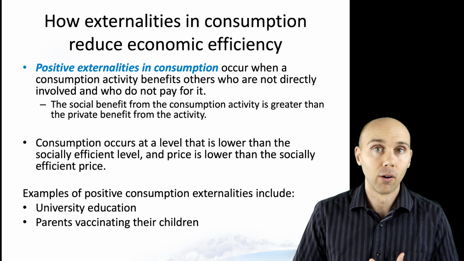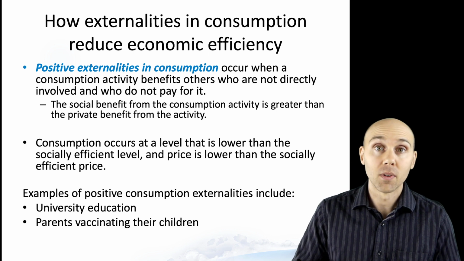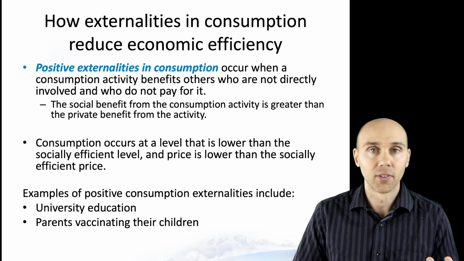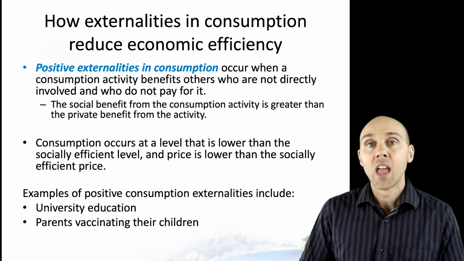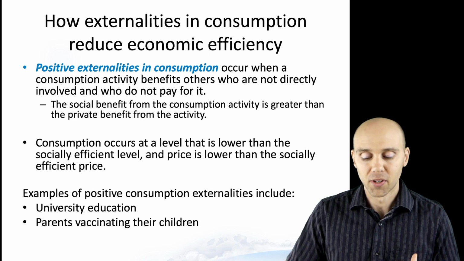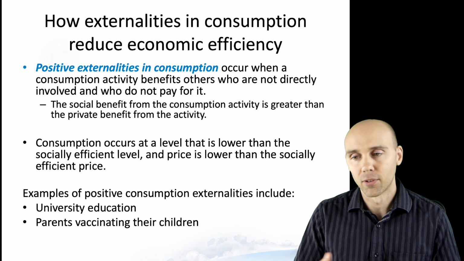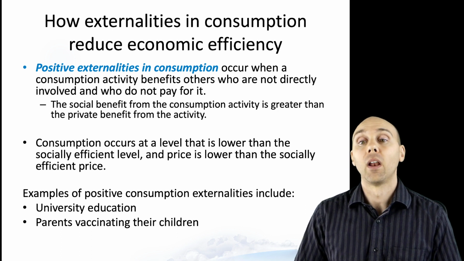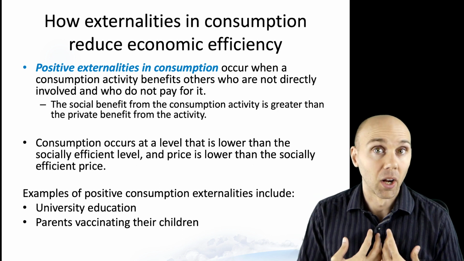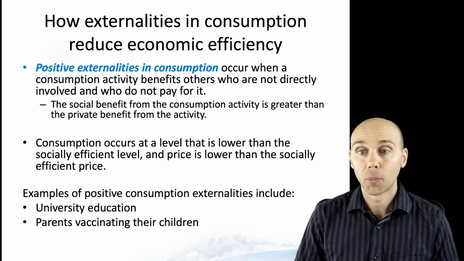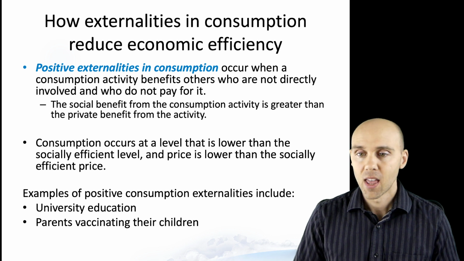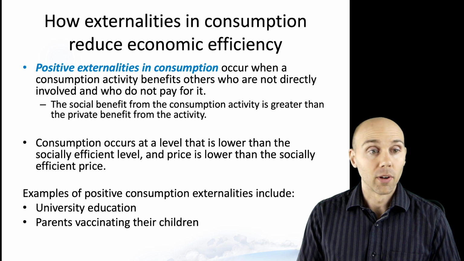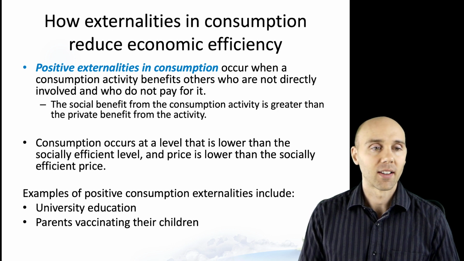vaccines or anything to do with your health, or say you've got neighbors and you decide to build a nice garden in your front yard, which is going to benefit your neighbor next to you. If you don't take into account the other people when you decide whether or not to pay for your garden, a vaccine, or whatever, the amount that you choose to consume is going to be lower than what we as a society would like you to consume. And the price is lower than the socially efficient price. So examples of this are university education, and, as I said, parents vaccinating their children.